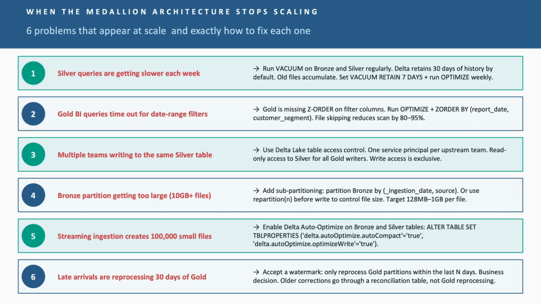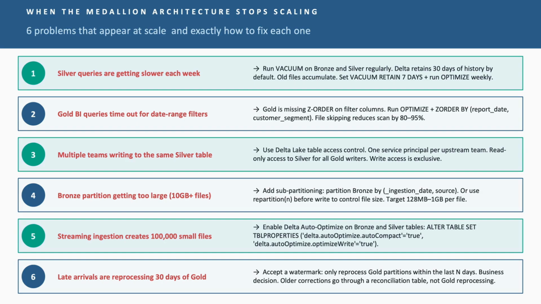Problem 5, streaming ingestion creates 100,000 small files. The fix is to enable Delta auto-optimize with two table properties. Delta auto-optimize auto-compact equals true compacts small files automatically after writes. Delta auto-optimize optimize-write equals true reduces the number of files written per batch.